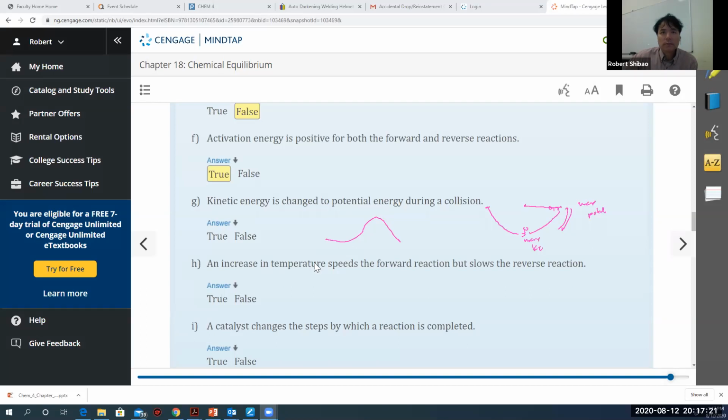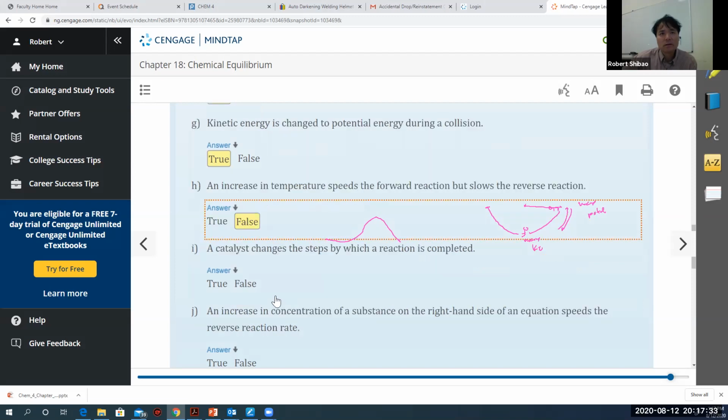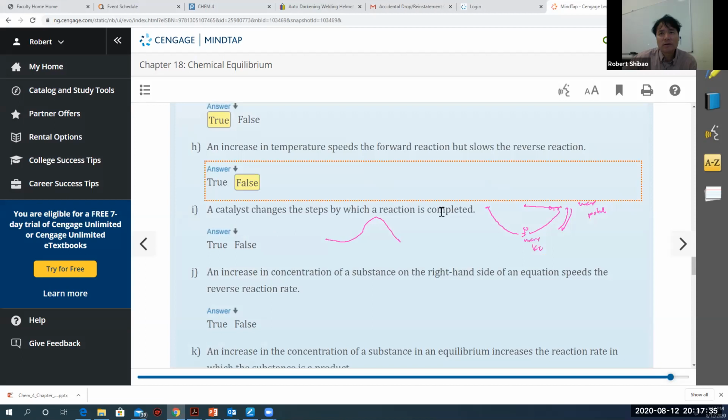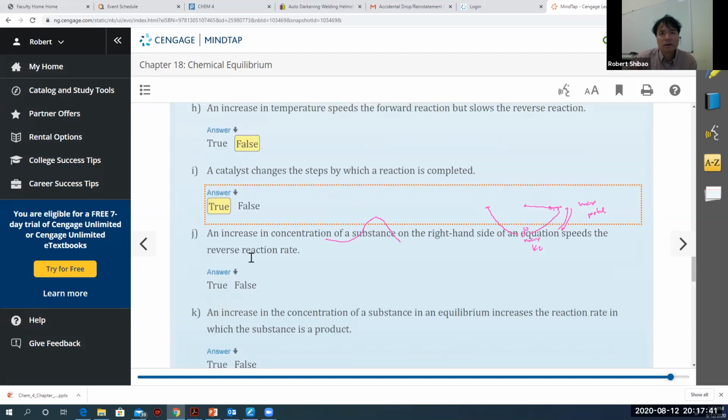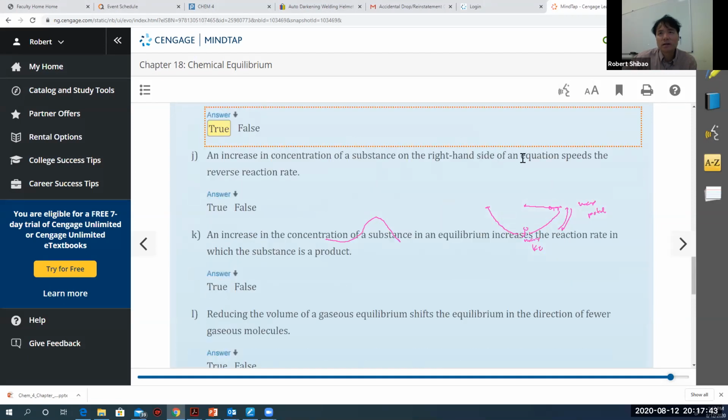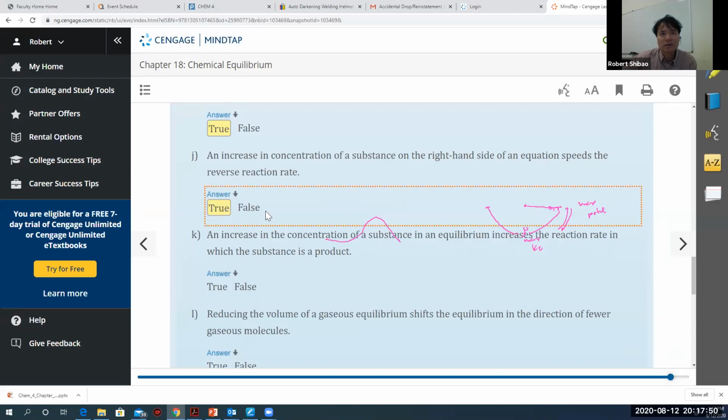And so an increase, this is true. An increase in temperature speeds the forward reaction but slows the reverse reaction. That's false. It speeds up both reactions. A catalyst changes the steps by which a reaction is completed. The steps we call a mechanism. Yes, that's true. An increase in concentration of a substance on the right-hand side of the equation speeds up the reverse reaction rate. That's true. The more product we have, the more reverse reaction will occur.